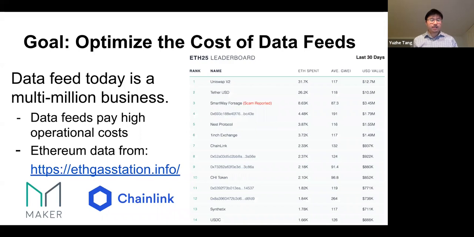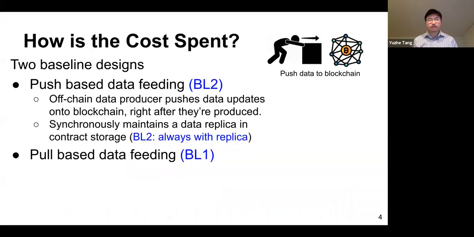Today, data feed is a multi-million dollar business. For instance, Chainlink, as shown on this diagram, needs to pay about $1 million per month in order to maintain its daily operation of data feeding. So the goal of this work is to optimize the cost of data feeds. In order to understand where the cost is spent, let's take a look at the two baseline designs.